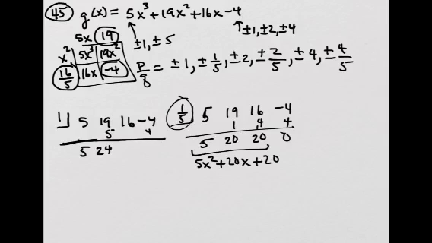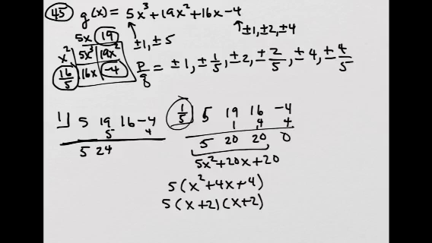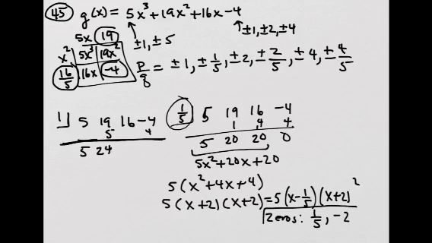So the first thing I'm going to do is factor out a 5. And I notice that this is x plus 2 times x plus 2, right? That gives you x squared plus 4x plus 4. And so then the whole thing would be 5 times x minus 1/5 times x plus 2 squared. So the zeros are 1/5 and negative 2. Remember, you don't have to write negative 2 twice.